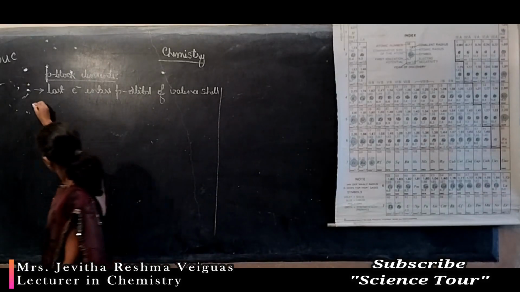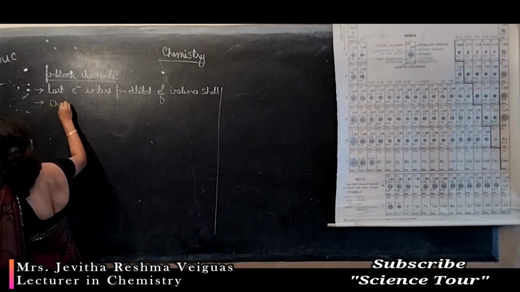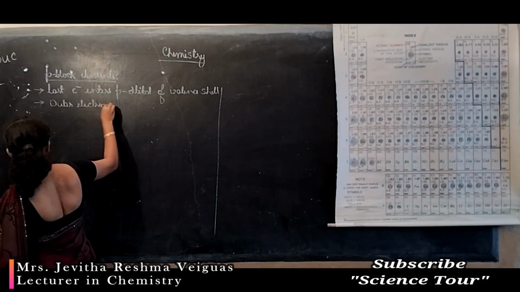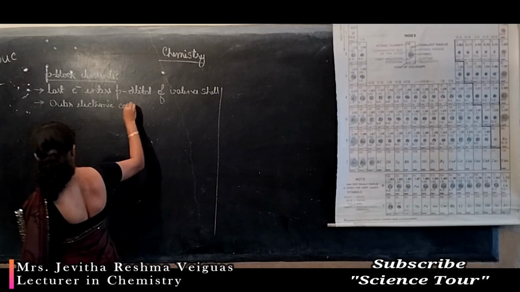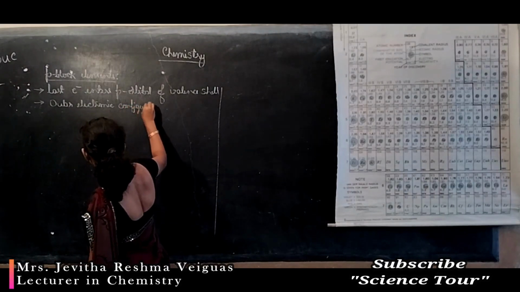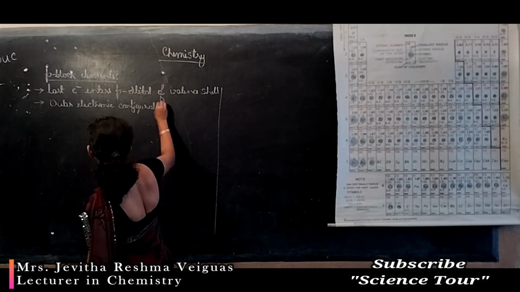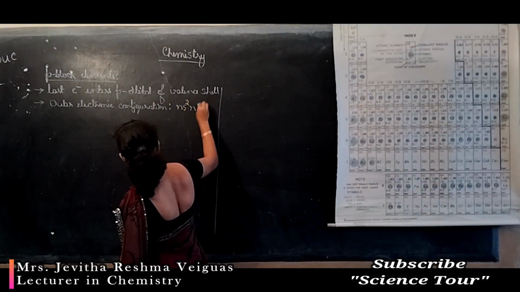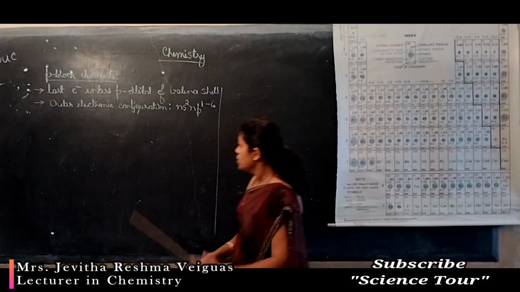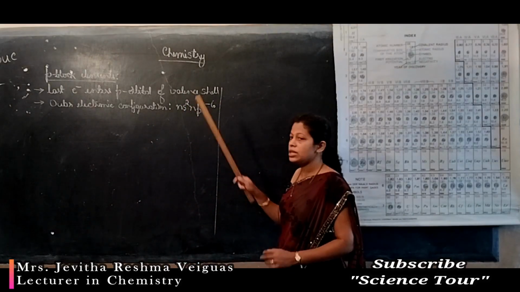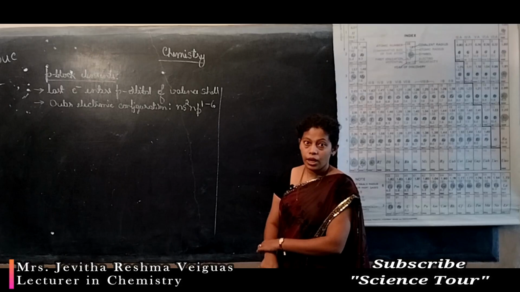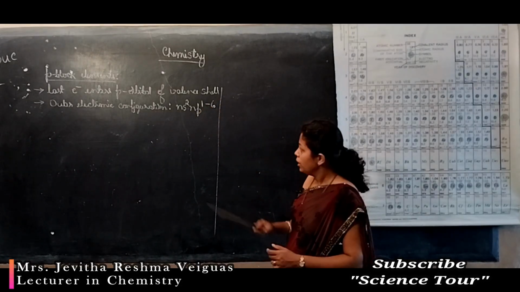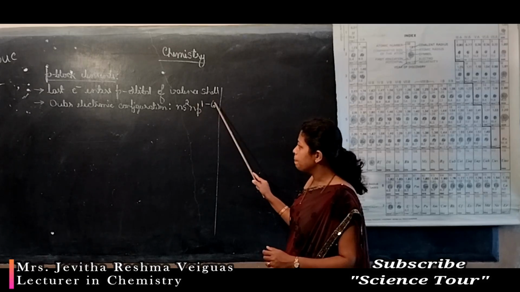So for these elements, the outer electronic configuration can be ns2 np1 to 6. See, for these elements, the ns orbital is completely filled. The np orbital is successively filled. It can be np1 up to np6.